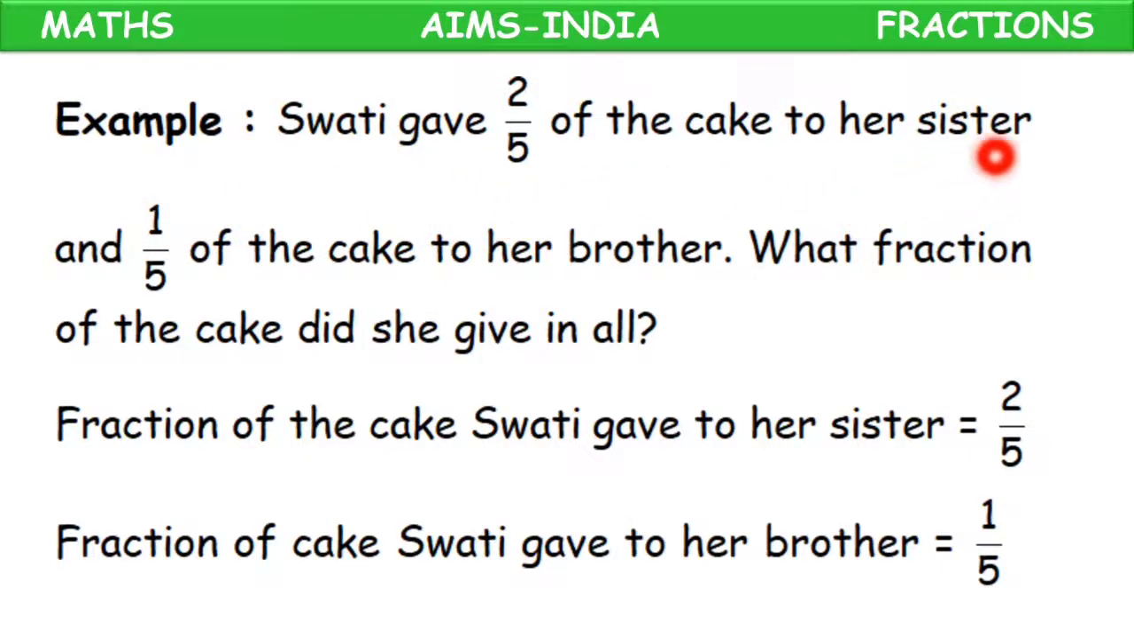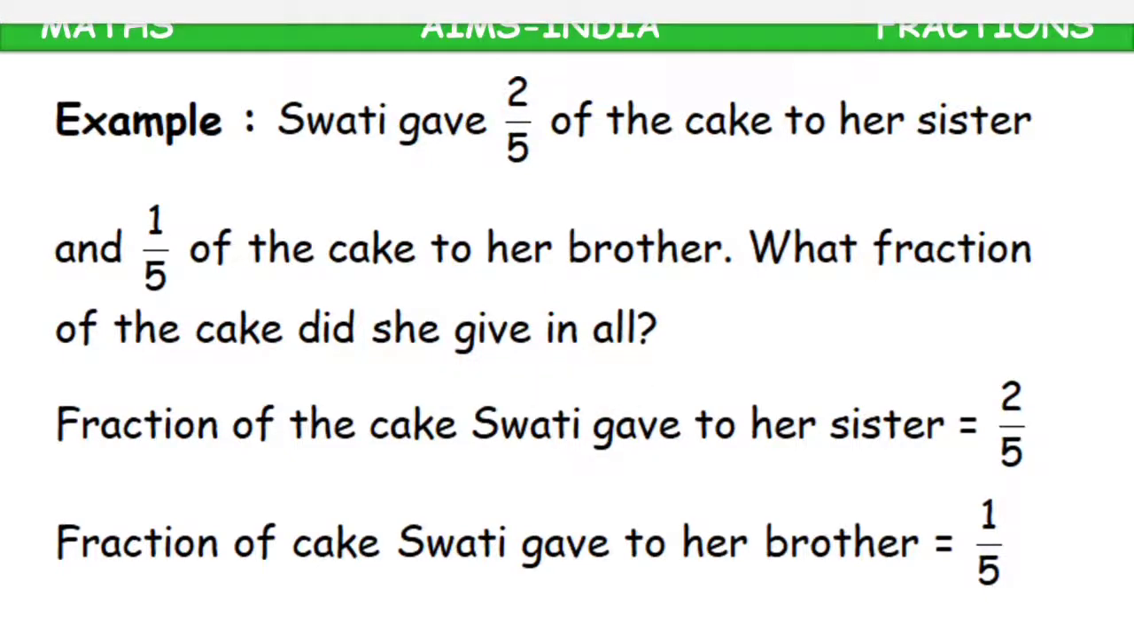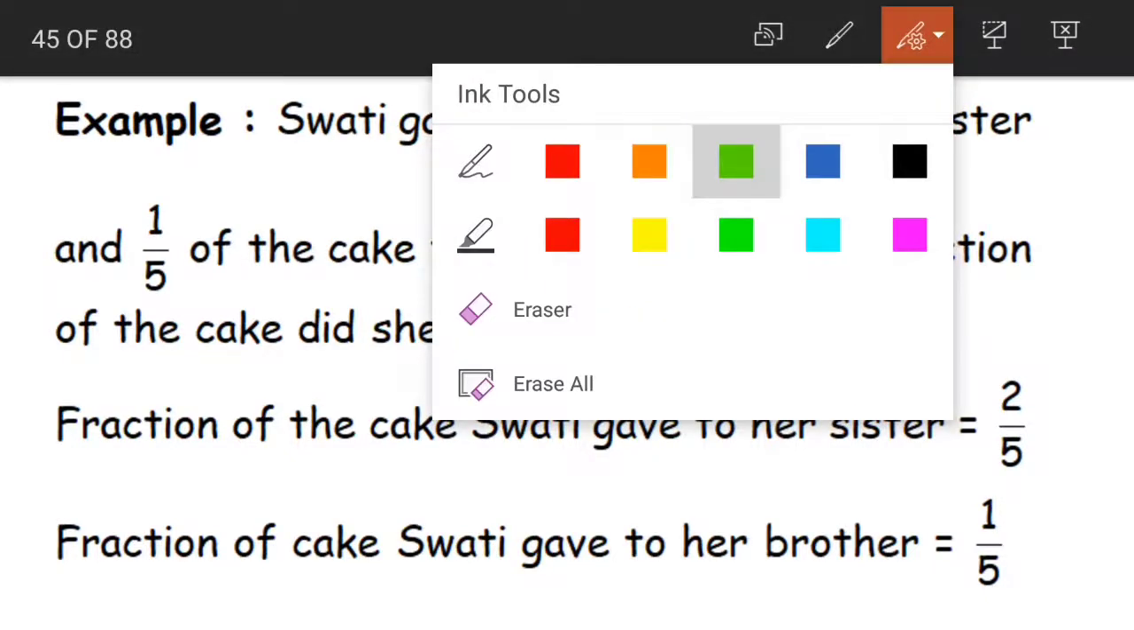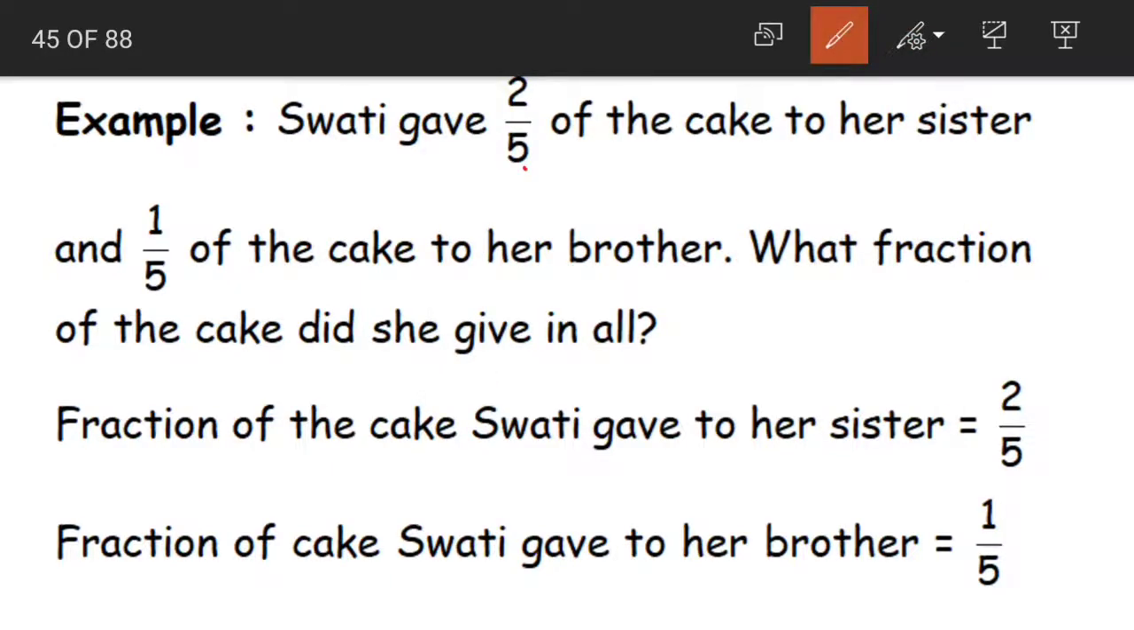Now in the same way, let us look at an example word problem. Swati gave 2 by 5 of the cake to her sister and 1 by 5 of the cake to her brother. What fraction of the cake did she give in all? Now what I suggest is, if you are not able to understand the question because of the fraction, just eliminate the fraction and assume it as a whole number. Say, Swati gave 2 cakes to her sister and 1 cake to her brother. It is simple for you to understand now, right?